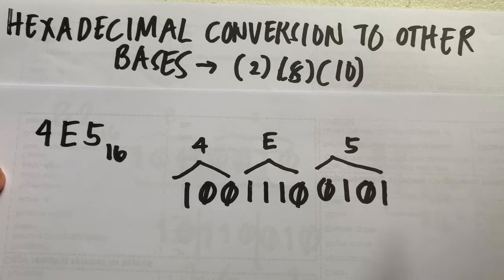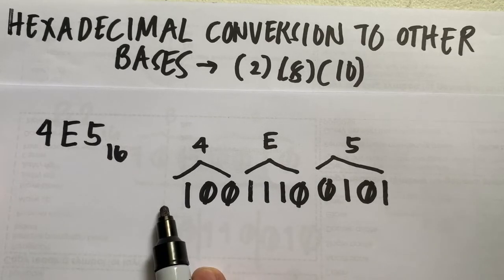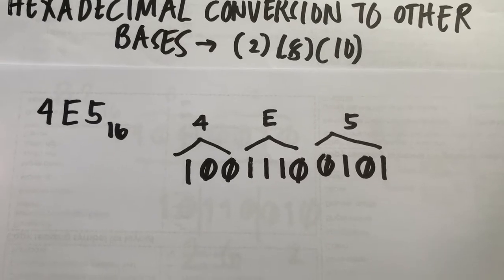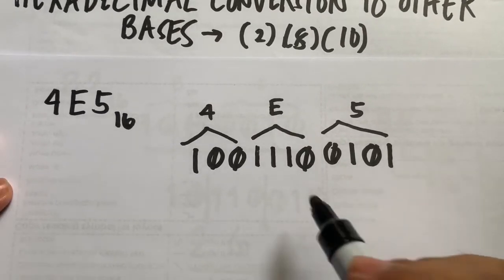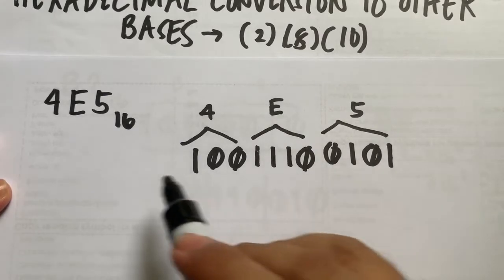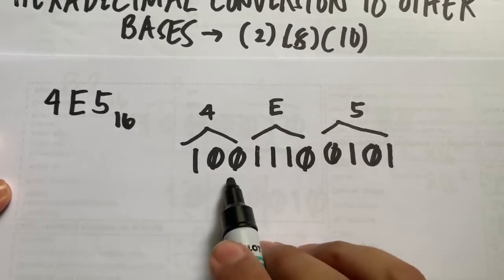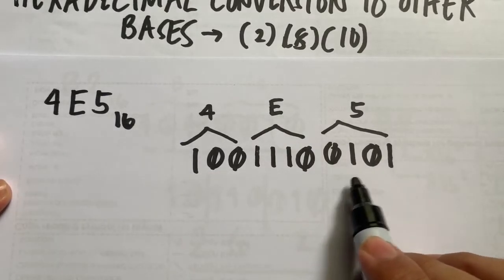Okay, so if you notice, you don't put any more zeros if it is on the left side of the number. So we have 4E5. The binary equivalent of 4E5 is 100, 1110, 0101.